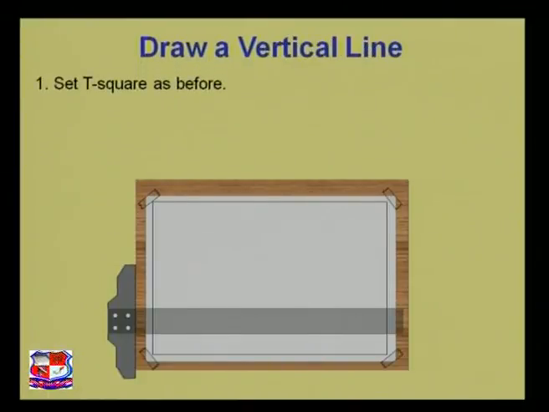Now we must know how we can draw a vertical line. So what we are going to do is set the T-square as before. Vertical lines are as important as horizontal lines. With the use of the T-square, this is very easy.